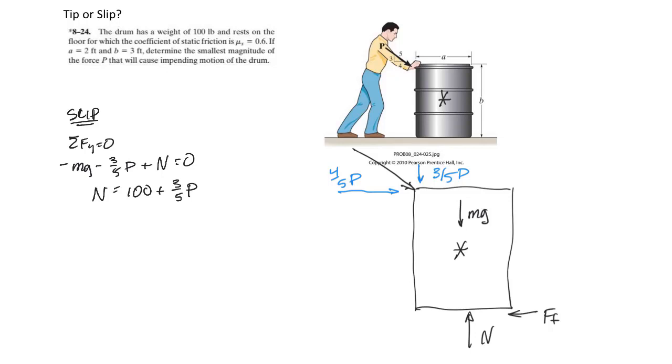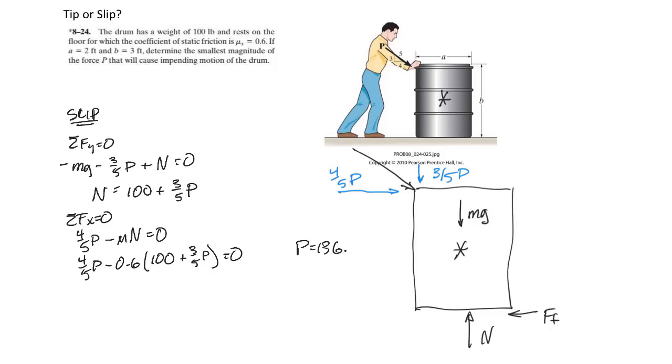All right, how do I get the slip condition? The next equation I'll use is sum of the forces in x equals 0. In this case, I'm pushing with 4/5 of P minus the friction force, and the friction force is equal to mu N because it's a slip condition. That's equal to 0. So 4/5 of P minus mu, which is 0.6, times the normal force, 100 plus 3/5 P, equals 0. You can solve that for P. P is equal to 136 pounds in order to make it slip.